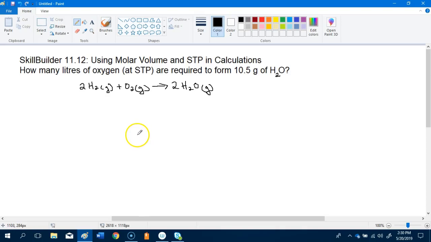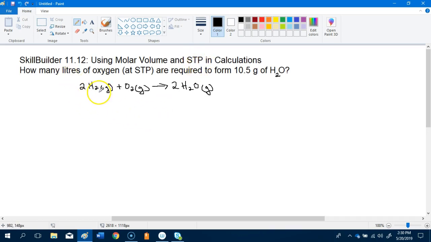This video is for Skill Builder 11.12 in Chapter 11 on gases. So in this question we're going to use the molar volume and standard temperature and pressure in our calculations.